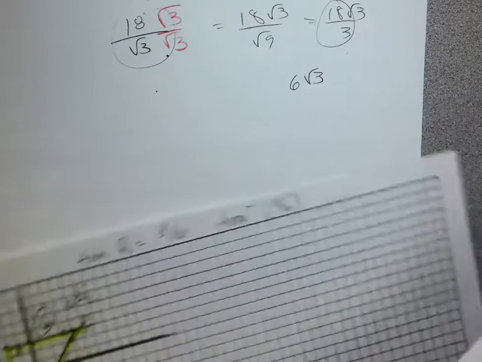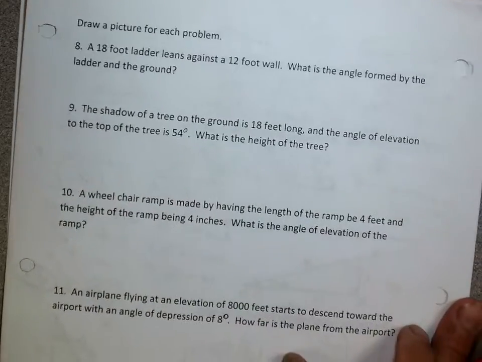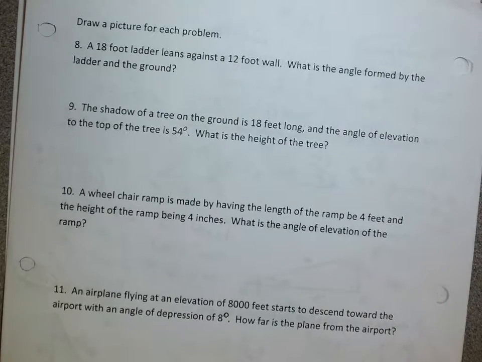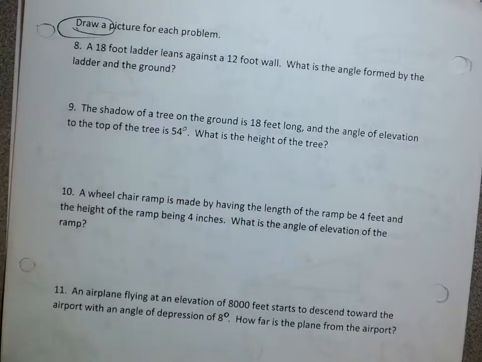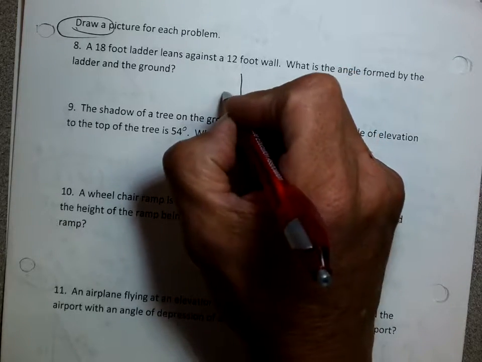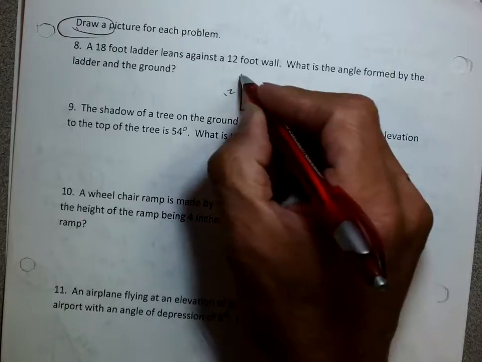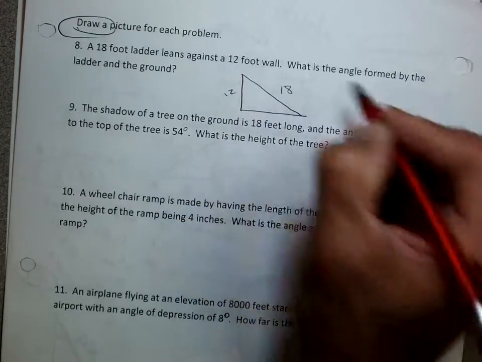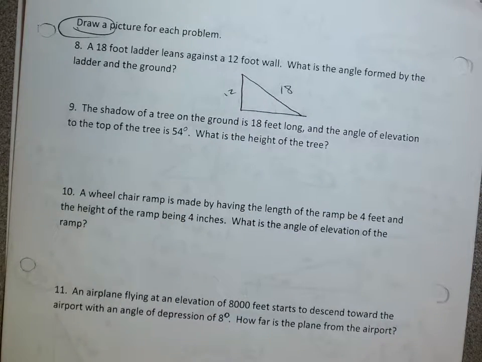Okay, should we turn the page and do some story problems? Okay, now, story problems aren't necessarily hard if we just draw a right triangle, okay? So draw a picture, okay? So number 8. An 18-foot ladder leans against a 12-foot wall, okay? So here's my wall. Here's my ladder. They never said it was perfectly matching up the house. We're going to assume the wall is straight.